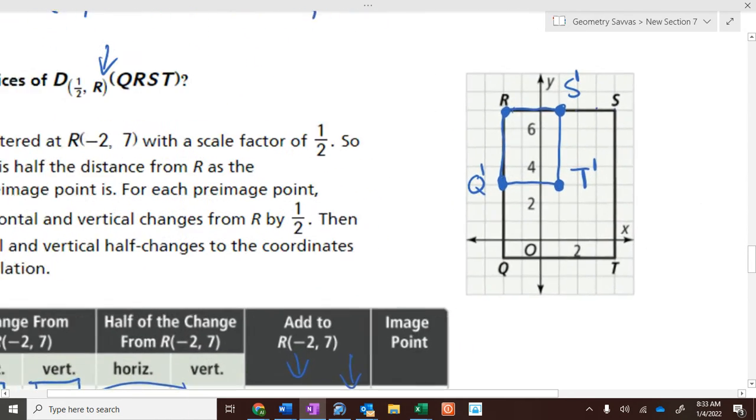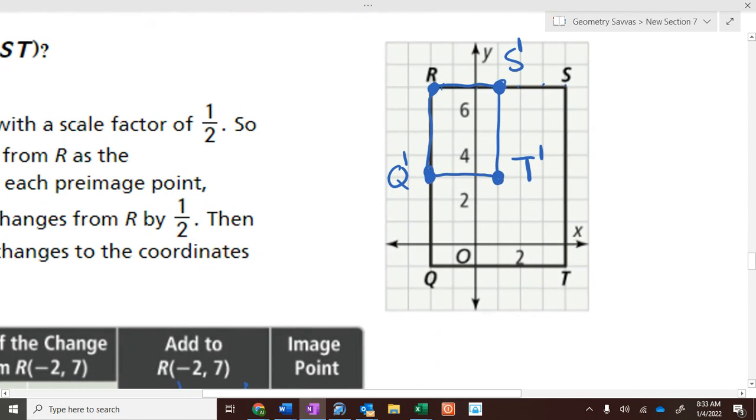Now, we're going to look at something else here. We're going to look at the areas of this. Okay. How do you find the area of a rectangle? Length times width, base times height, however you want to say it. What's 6 times 8? 48. The new one is 3 by 4. What's 3 by 4?